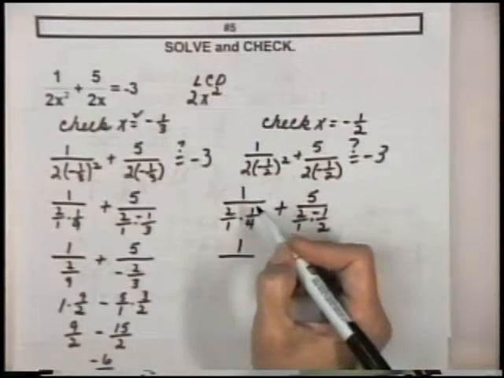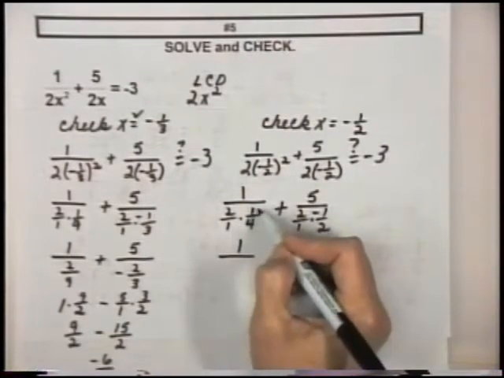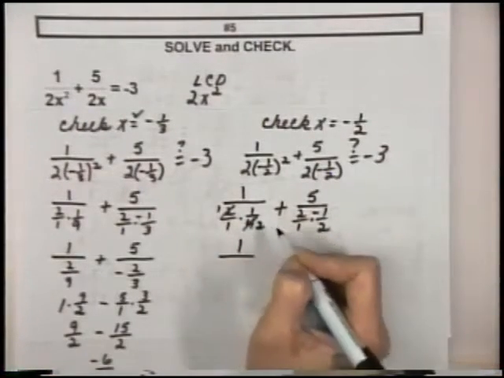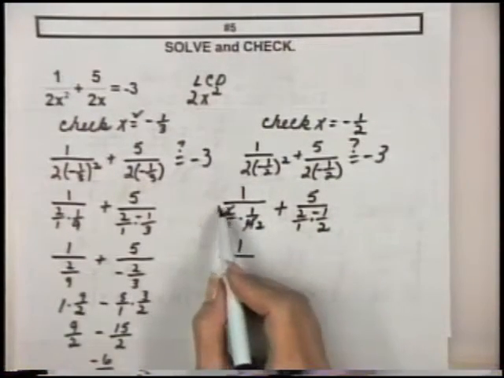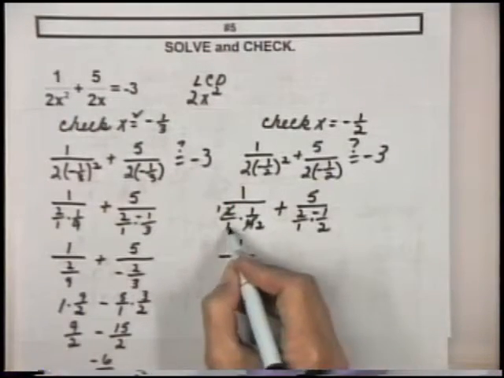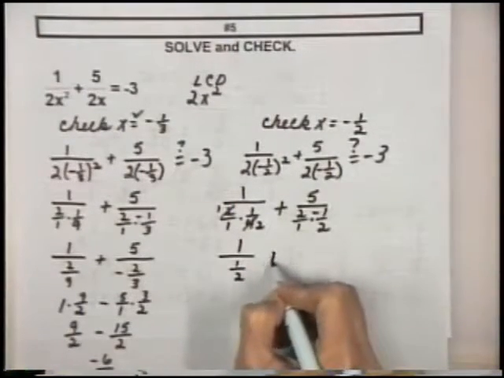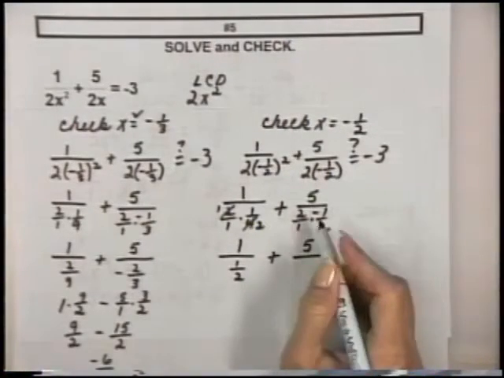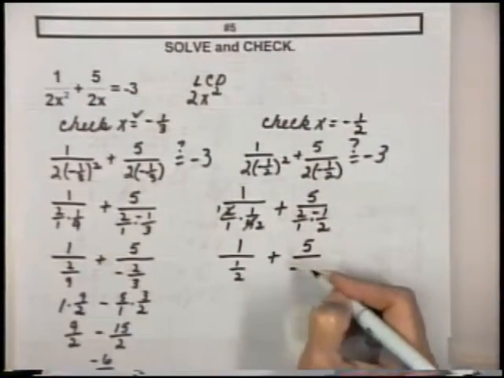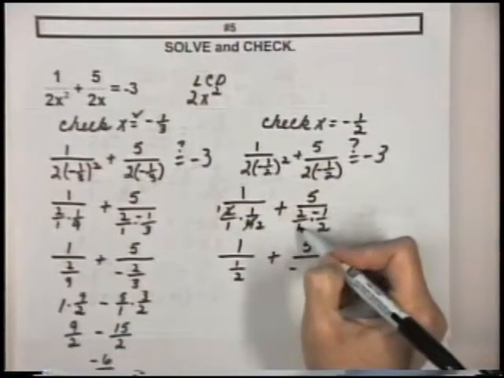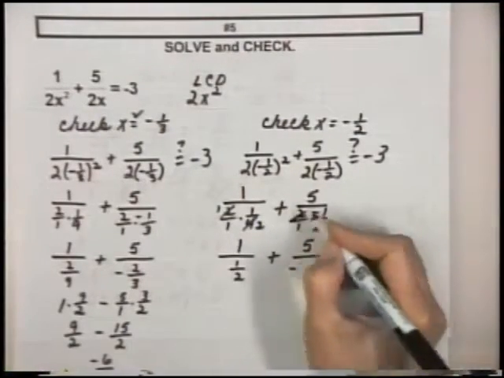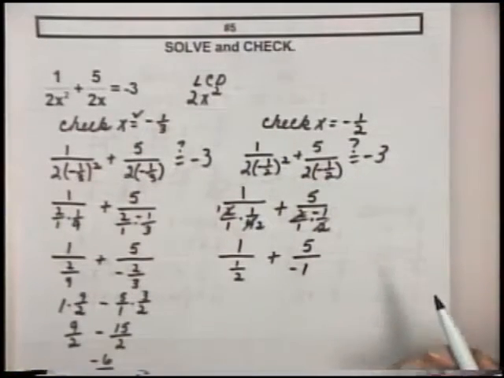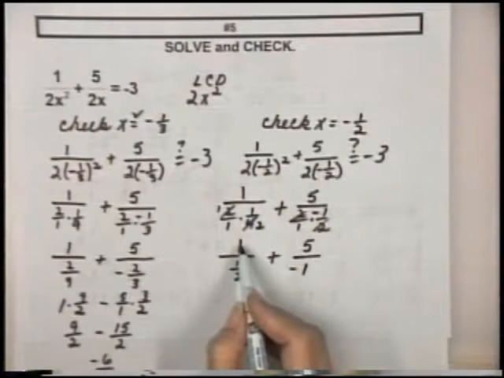For my first fraction, I will have 1 over, when I multiply the 2 over 1 times the 1/4, I can say 2 goes into 2 once, 2 goes into 4 twice. That leaves me with 1 times 1, which is 1, over 1 times 2, which is 2. Plus, for my second fraction, I will have 5 over, a positive times a negative is a negative. When I multiply 2 over 1 times 1/2, my 2's will cancel. They will leave me with 1 over 1, which is 1.